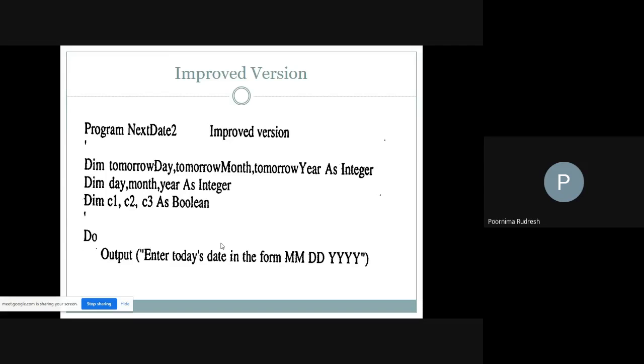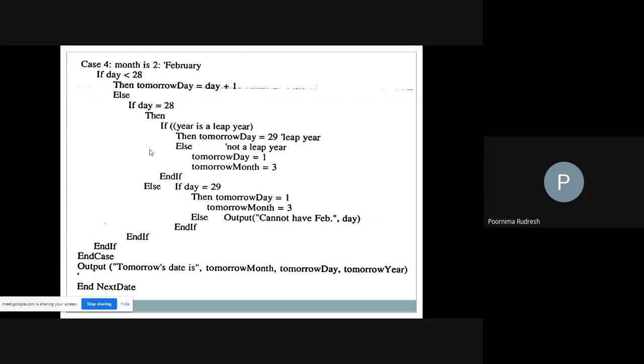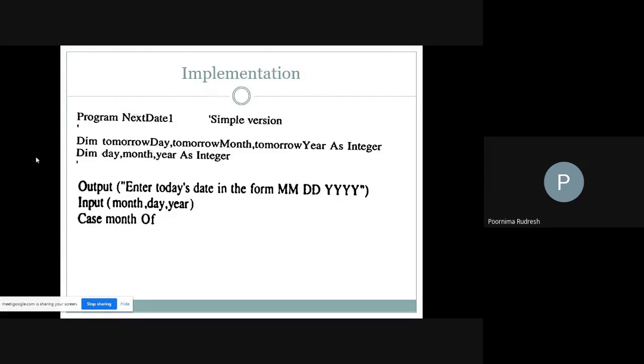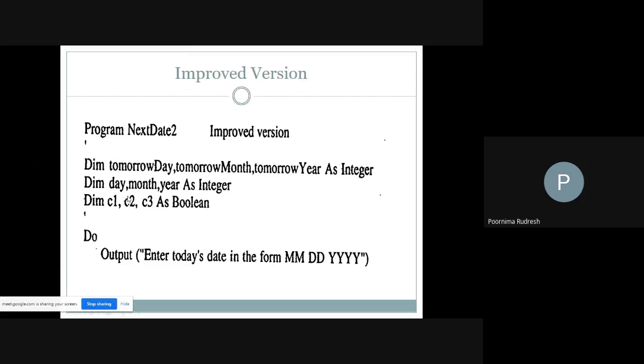And next, the improved version is given. In the improved version, we define C1, C2 and C3 as Boolean values. The remaining ones are the same: tomorrow day, tomorrow month, tomorrow year, as well as present day, month, year. All these integers we declared and used in the basic question are used here also. Along with these, we use one more declaration, C1, C2 and C3, declared as Boolean values. So first we enter the date.